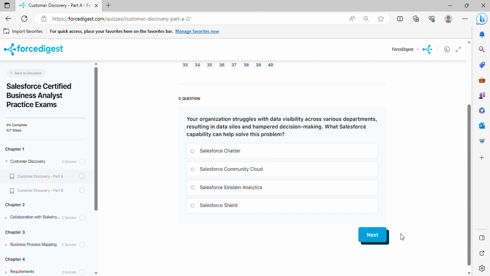Question 5. Your organization struggles with data visibility across various departments, resulting in data silos and hampered decision-making. What Salesforce capability can help solve this problem?